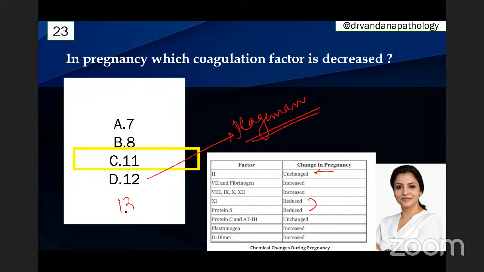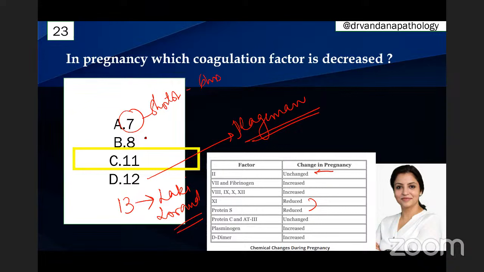Remember, factor 13 is the factor with the longest half-life, and it is also called Laki-Lorand factor. This factor deficiency produces cephalohematoma in children. It has the longest half-life. Factor 7 has the shortest half-life. Okay, so the half-life is only 6 hours.